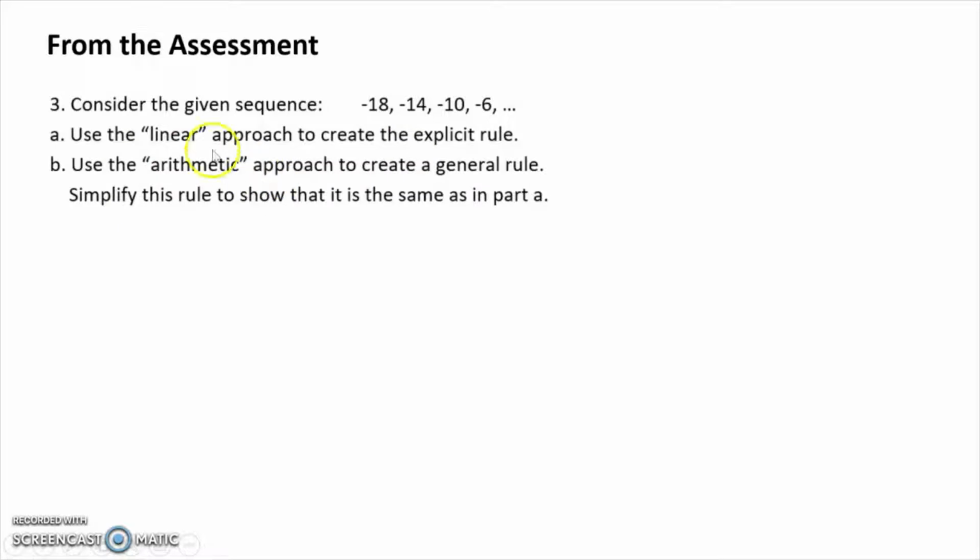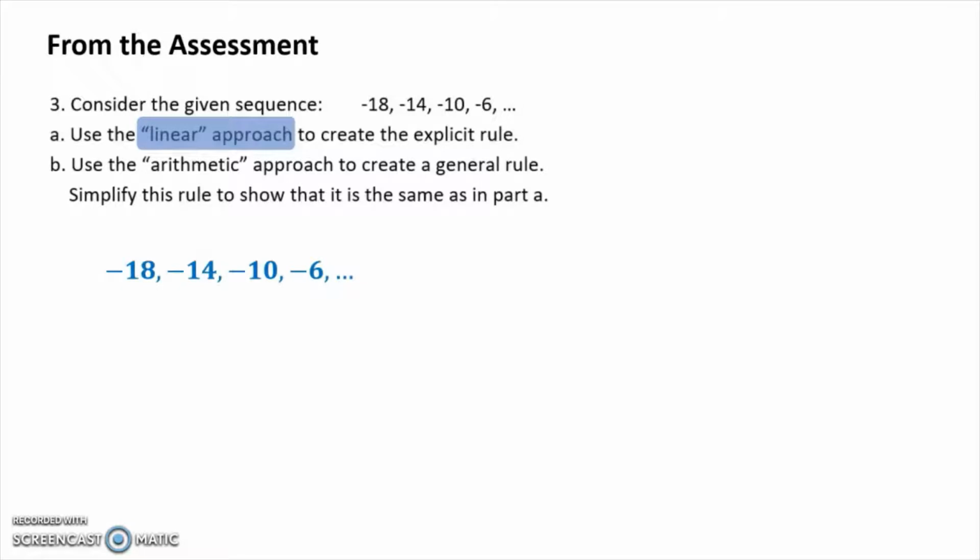We've talked about that linear sequences and arithmetic sequences are the same thing. Okay? But we approach them in different ways. And that's what I'm highlighting here. Can you look at it the 2 ways we've seen it? So let's take a look. First of all, the linear approach.